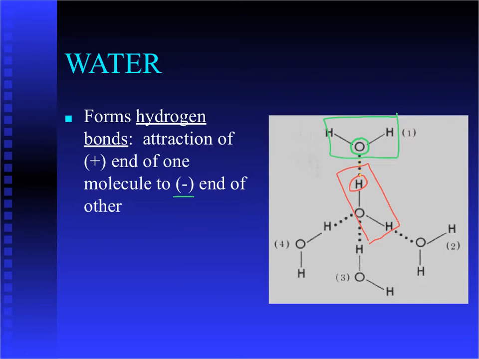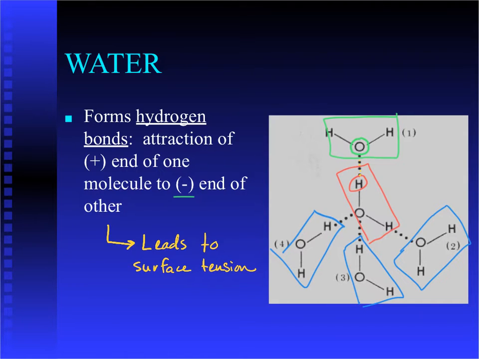A hydrogen bond is a weak attraction, again, between the negative oxygen and the positive hydrogen between two different water molecules. And hydrogen bonds can form between many different water molecules. So you can see in this diagram, there's 5 water molecules. There's 1, 2, 3, here's the 4th one, and here's the 5th one. And they all are attracted to each other by hydrogen bonds.